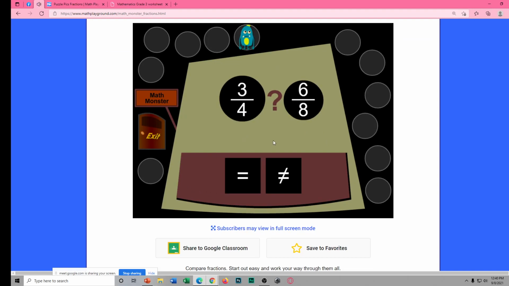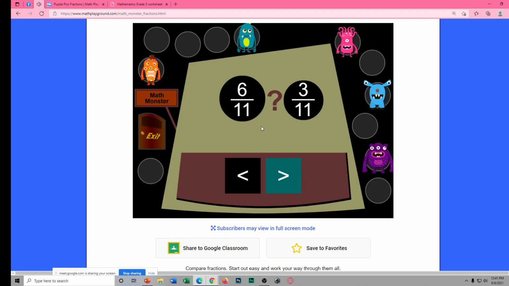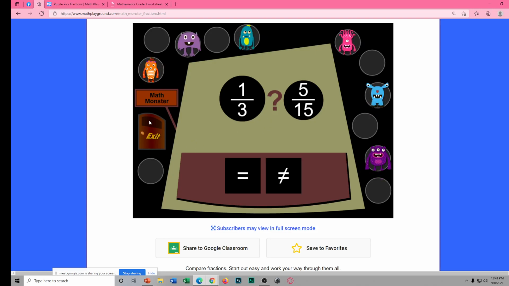Equal or not? Equal or unequal? Unequal. They don't have the same denominator. Oh, what happened? Oh, actually, it is equal. I will explain later. They are equal. Yes, it's a different fraction. Okay, I think this one is hard for you.